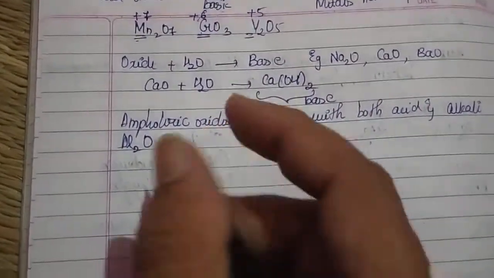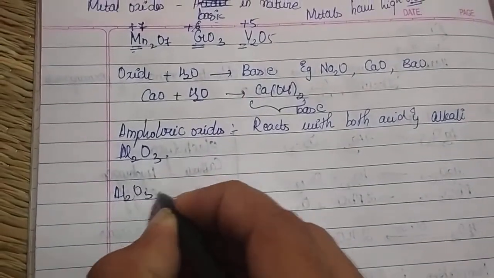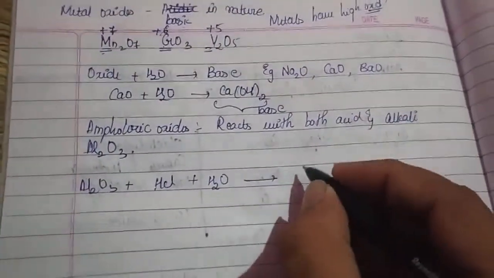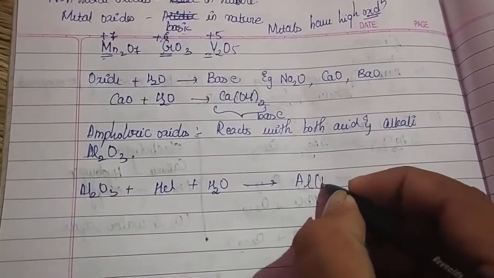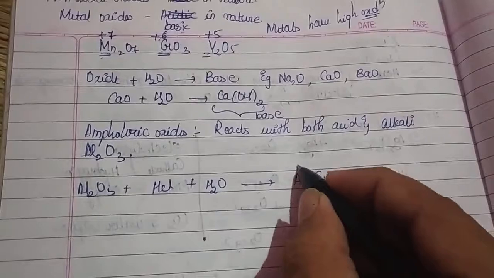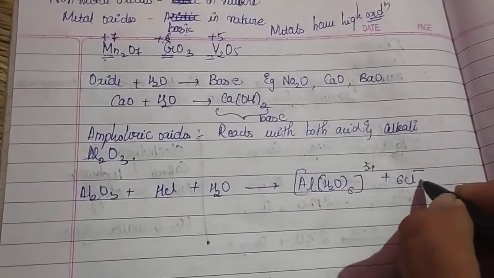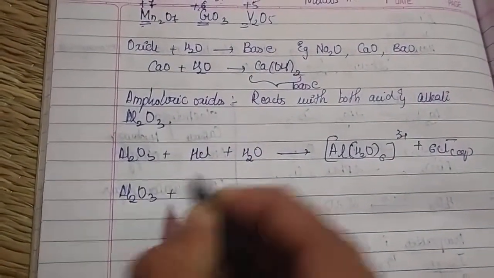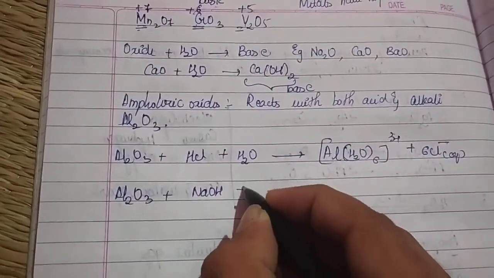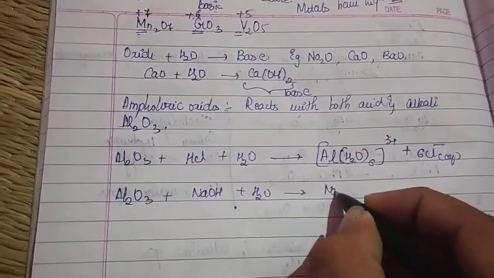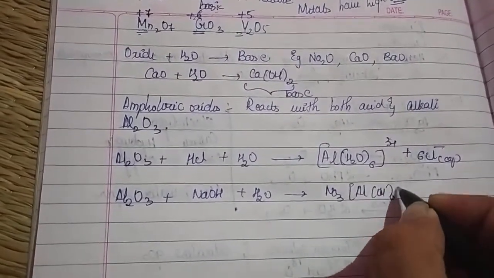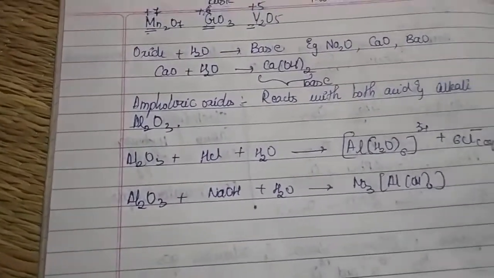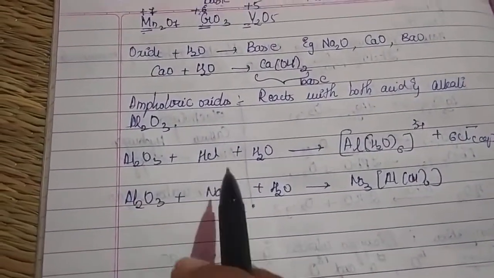Very important reaction, please pay attention over here. When Al2O3 is treated with HCl in the presence of water, the reaction proceeds to give an aqua complex of aluminium, [Al(H2O)6]3+, along with chloride ions. I have written the ionic reaction. Similarly, the same aluminium oxide reacts with alkali, NaOH, in the presence of water to give Na3[Al(OH)6]. So you can see that Al2O3 falls under the category of amphoteric oxides, because it reacts with both the acid as well as the base.